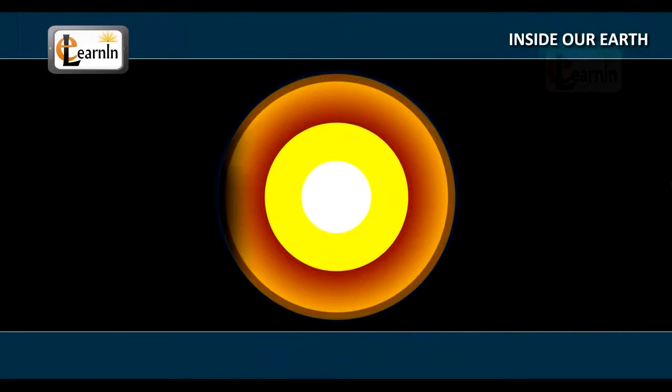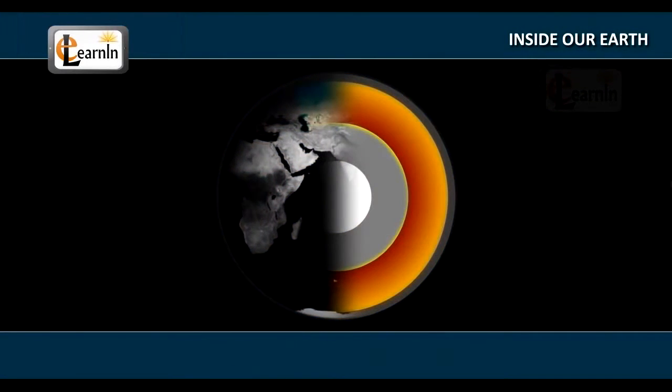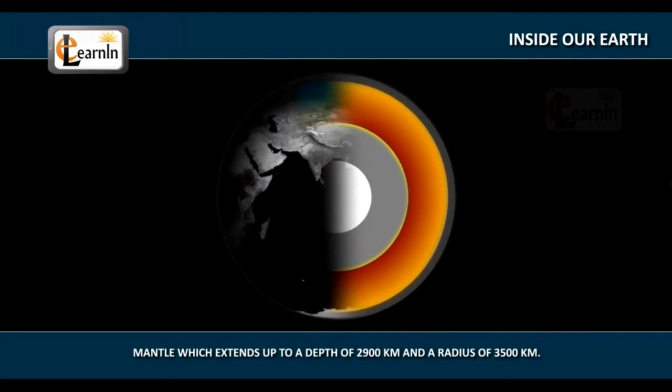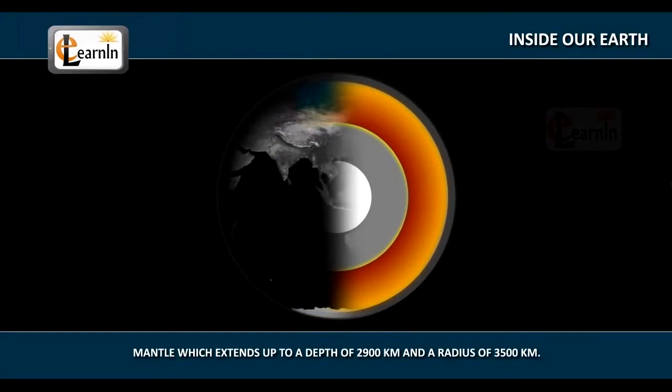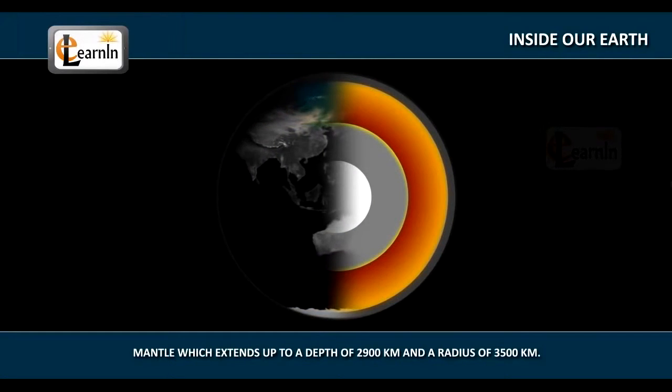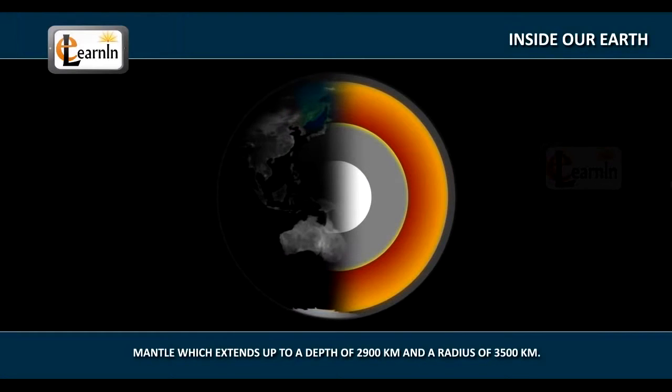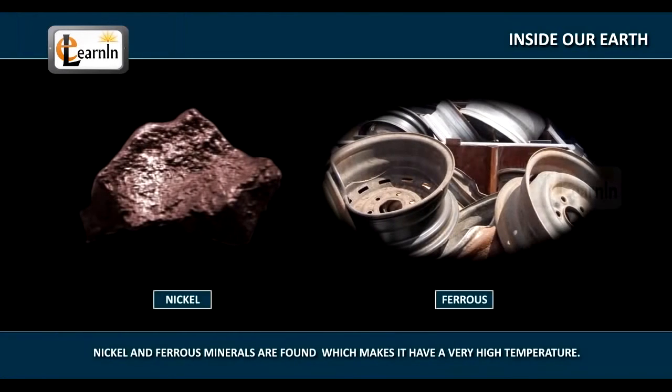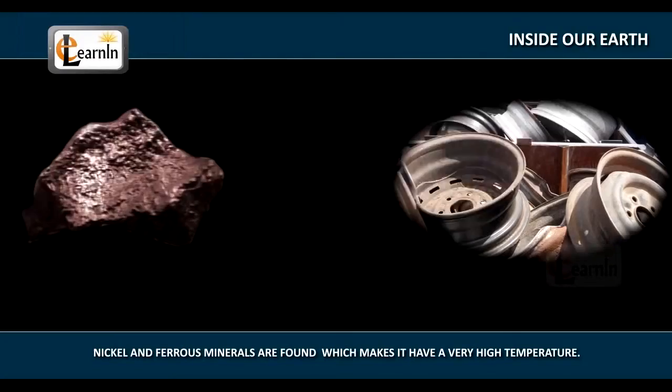Beneath the crust, there is a second layer, the mantle, which extends up to a depth of 2,900 kilometers and a radius of about 3,500 kilometers. The minerals that are mostly found in this layer are nickel and ferrous, which account for the very high temperatures in the interiors of the Earth.